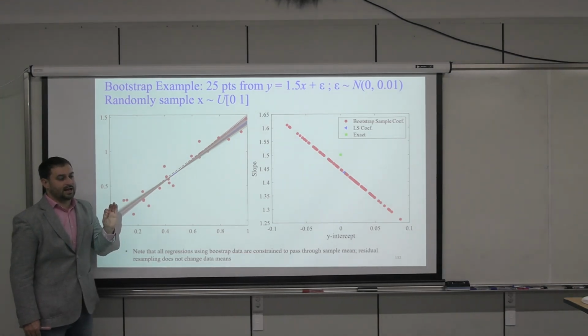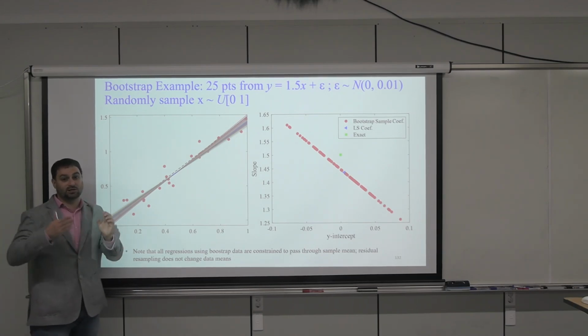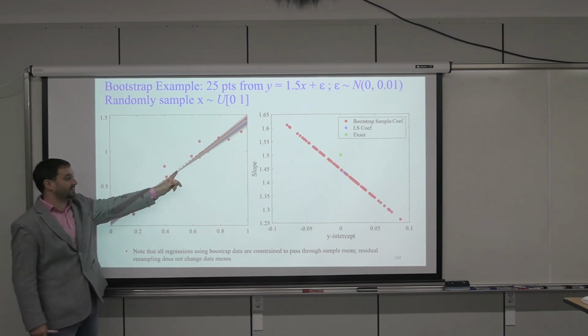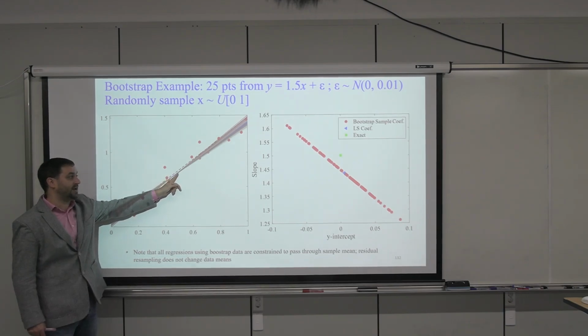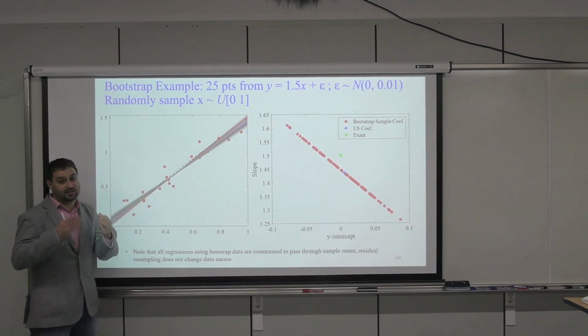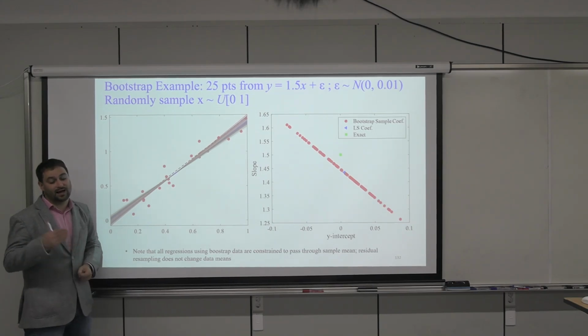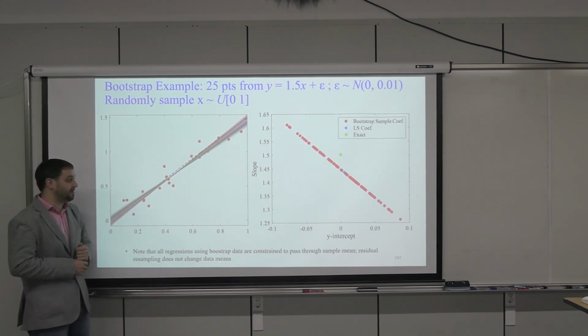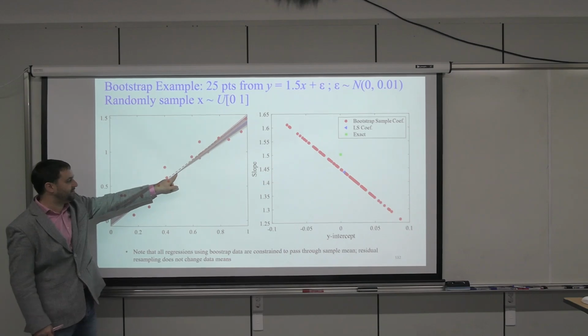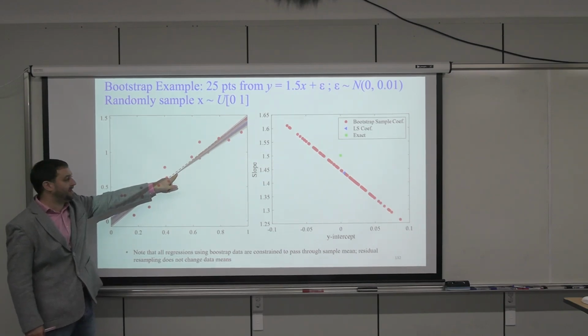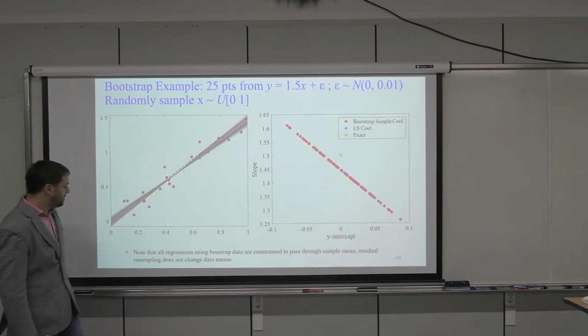because the actual residuals sum to 0, the sample mean of the bootstrap samples is identical to the original dataset sample mean. And remember, with a simple linear model, the line of best fit is constrained to pass through that sample mean point. And so all 25 of these bootstrap regressions pass through the sample mean of the data.